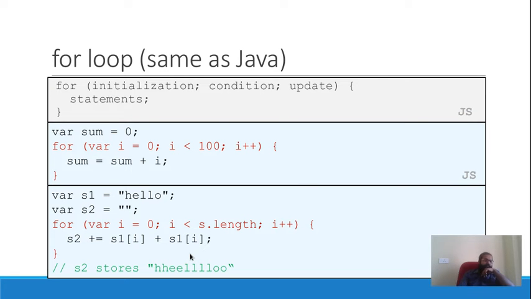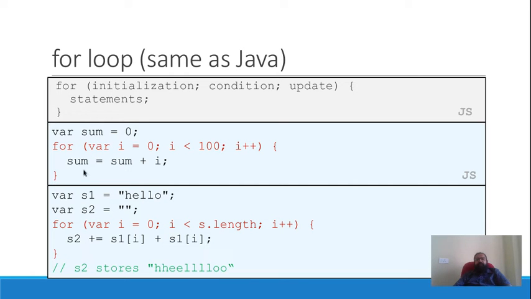So let's take a look at loops. If you have done some Java, if you have tried to read some Java code, you will see that the loop is the same as what you have done in the C programming language. So you have the for loop, which starts with the initialization condition and then the update and then the statements, okay. So this is a for loop in JavaScript, and it is the same as Java's for loop or the C programming language for loop.